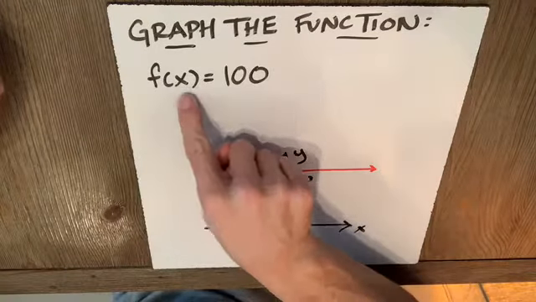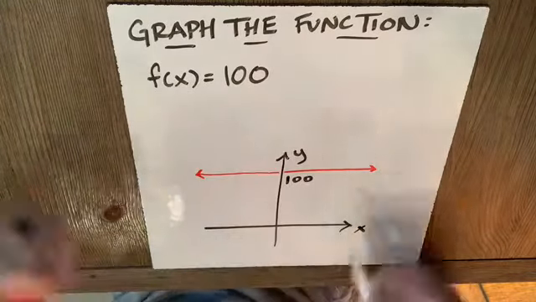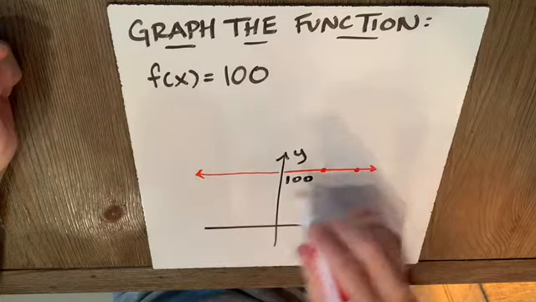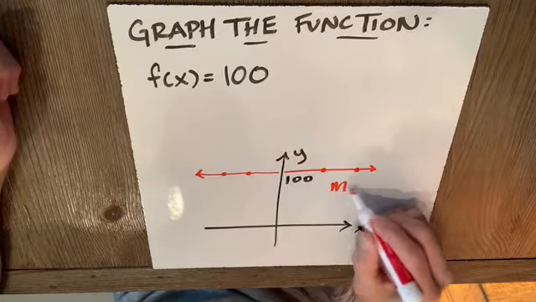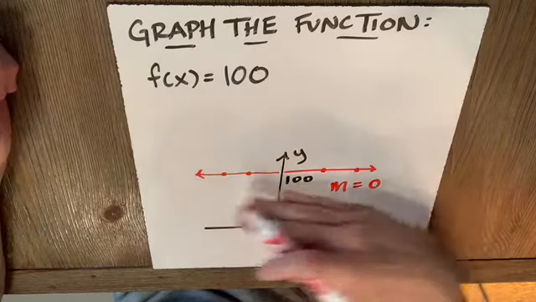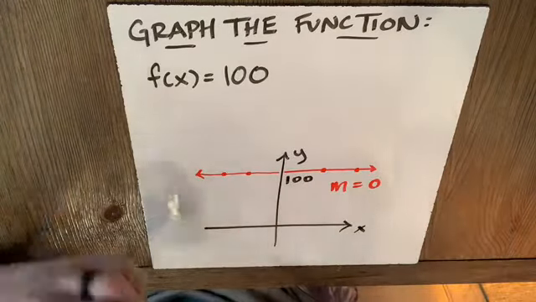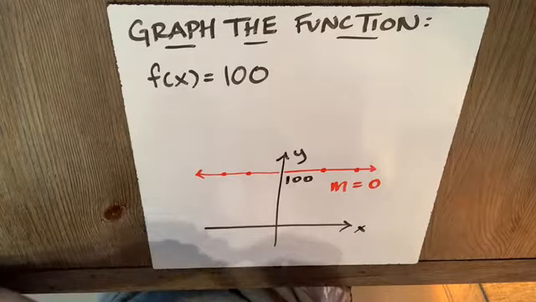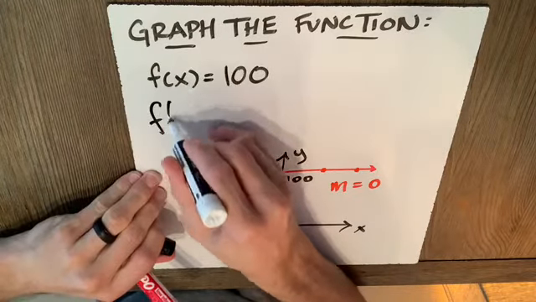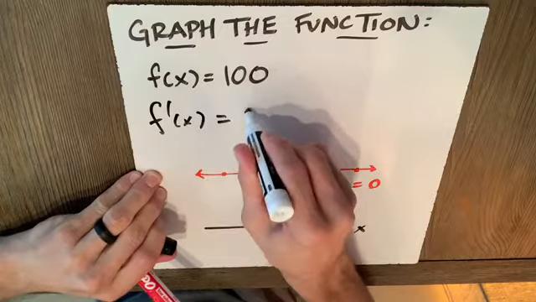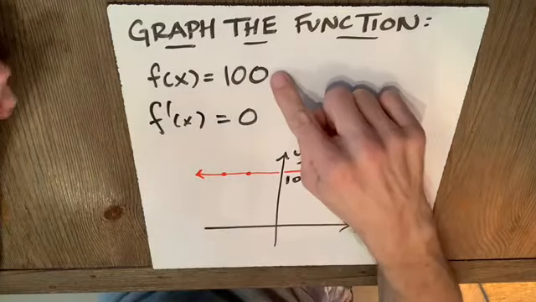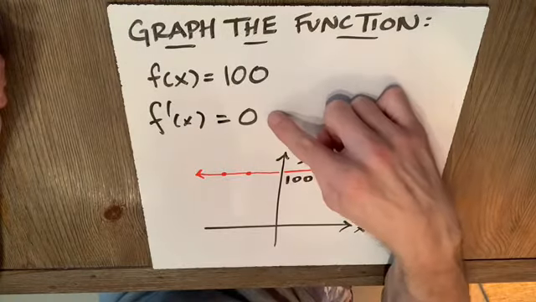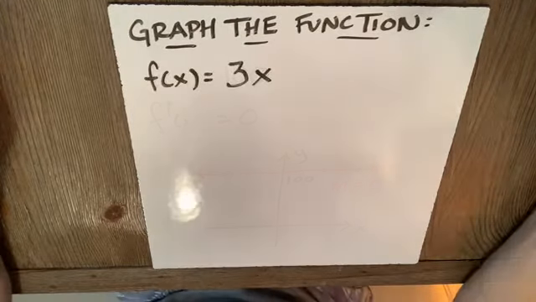If I graph y equals 100, if I choose my x here or here or here, this line is going to have the same slope. The slope of this line is 0 because the rise is 0. Rise over run is slope. So our derivative here, this is a bonus question, our derivative is 0. The derivative of a horizontal line is 0. If you have a constant, its derivative will be 0.